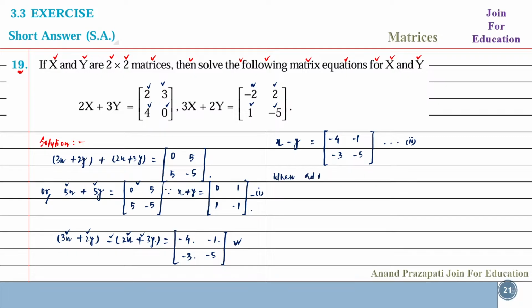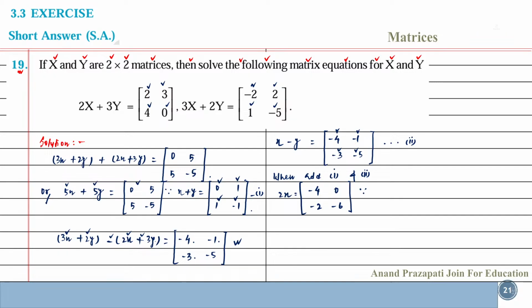When we add 1 and 2, then we get 2x. So 2x equal to what? 0 plus minus 4 equal to minus 4. 1 plus minus 1 equal to 0. 1 plus minus 3 equal to minus 2. Minus 1 plus minus 5 equal to minus 6.